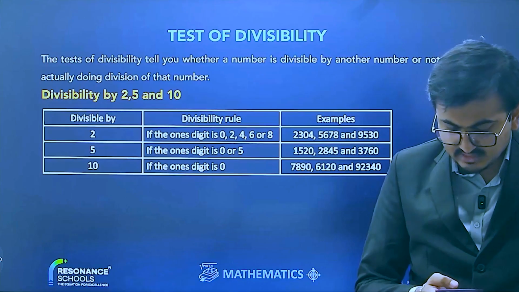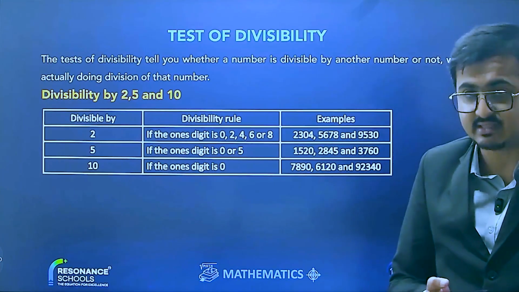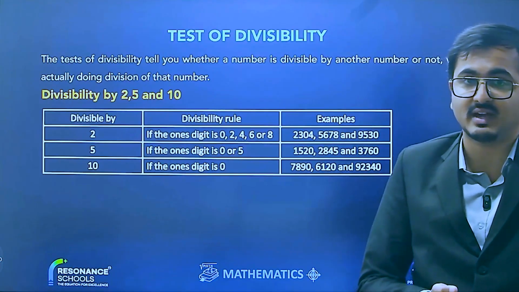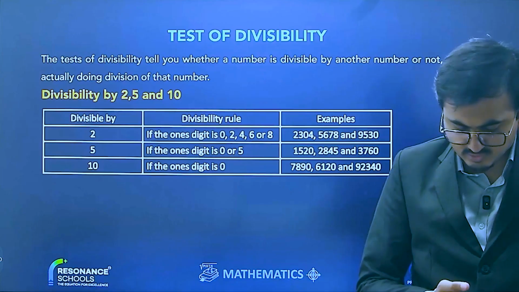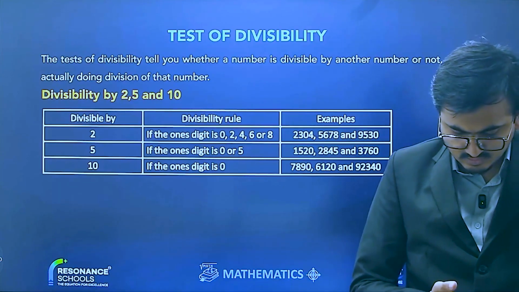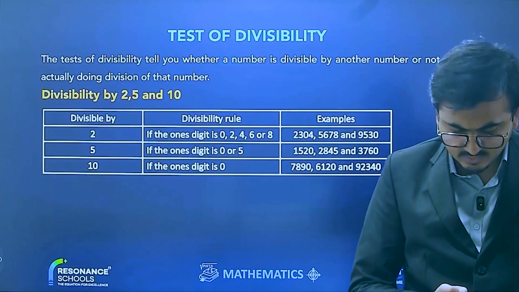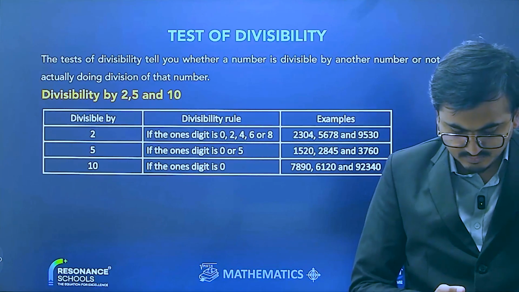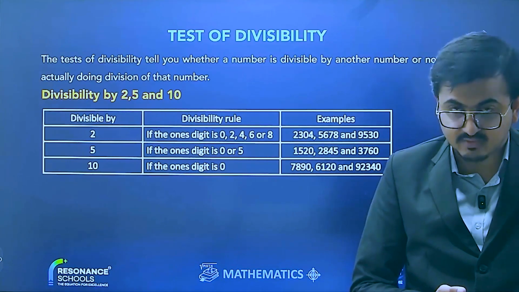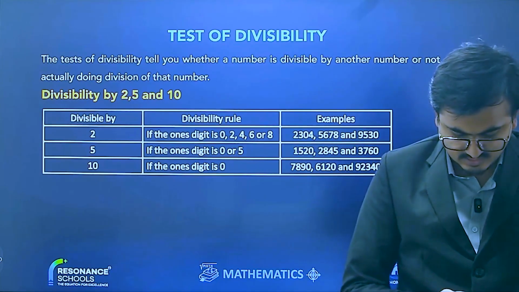Pranav, what didn't you understand in 5 and 10? Can you explain it to me again? It is simply that the last digit is 0 or 5, and for 10 the last digit is 0. Please let me know what you didn't understand. Hamza, I am explaining each and everything. Listen to the class first.